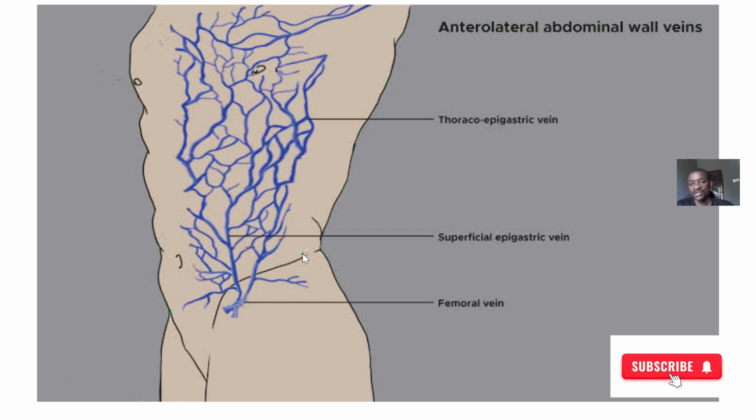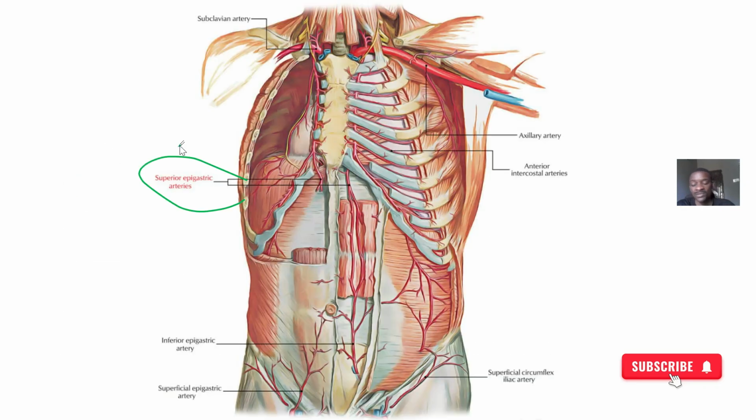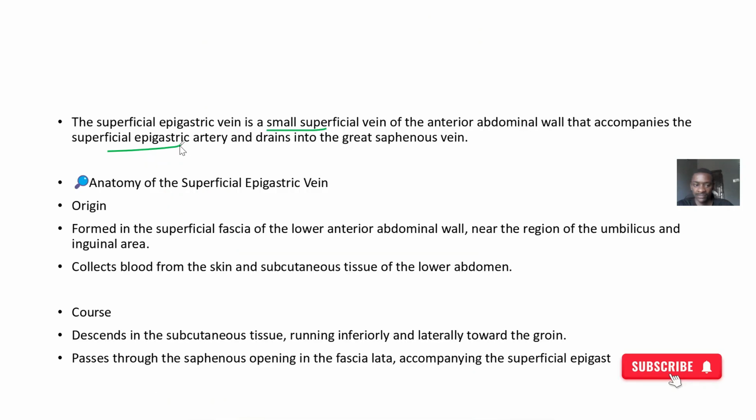So for this superficial epigastric vein, we said that it is a small superficial vein of the anterior abdominal wall. So it accompanies the superficial epigastric artery. So that's why I brought the picture. Once you see the superficial epigastric artery, just know that the superficial epigastric vein usually runs alongside it.